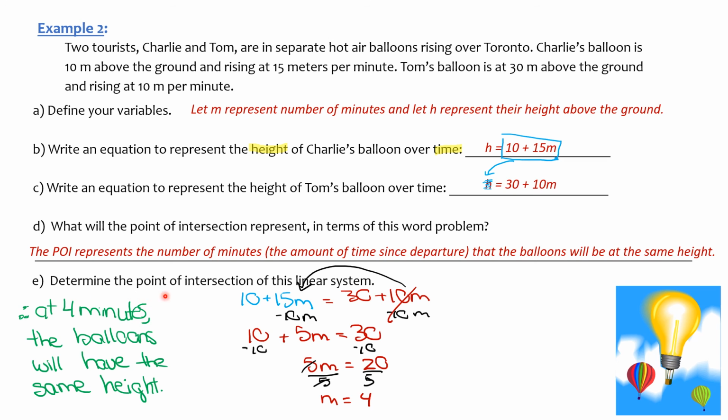Now the question says determine the point of intersection. So I don't have it yet. I only have what m is. So at 4 minutes, they're going to have the same height, but what is that height going to be? How do we figure out what that height is going to be? We need both h and m for this question. So now I go up to either equation up here, and I'm going to solve for h now that I know m. Last time we used equation 1, so this time we'll use equation 2. We're going to substitute m equals 4 into here.